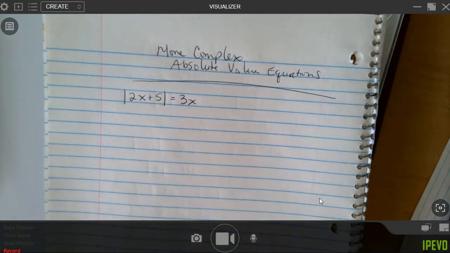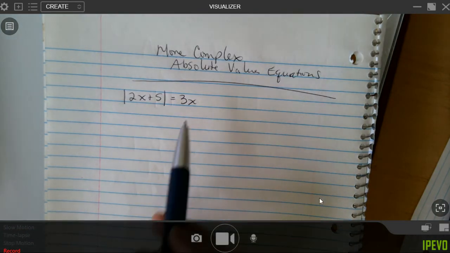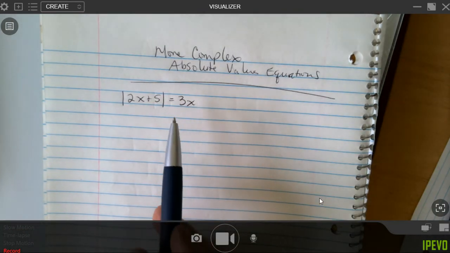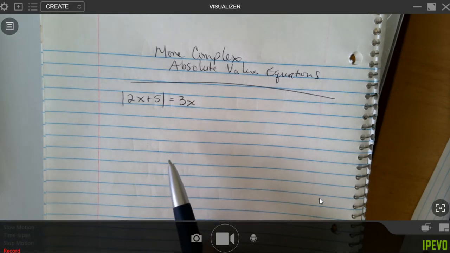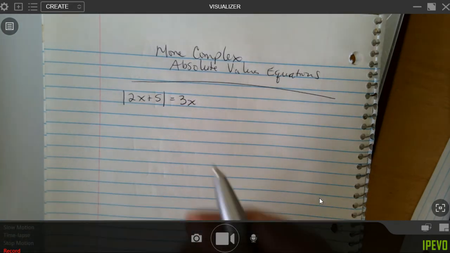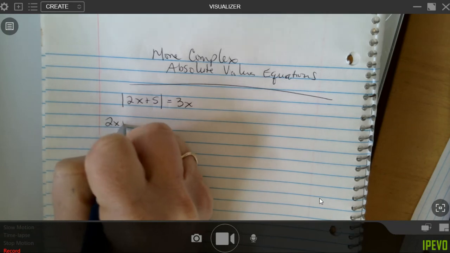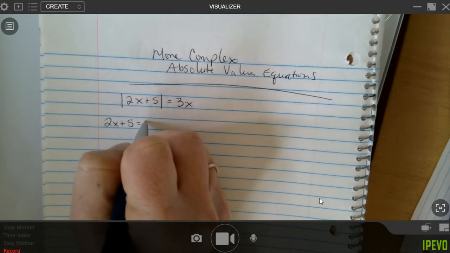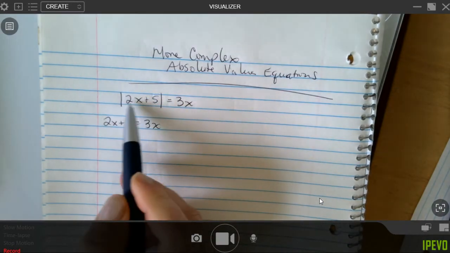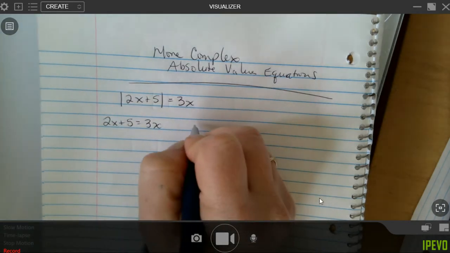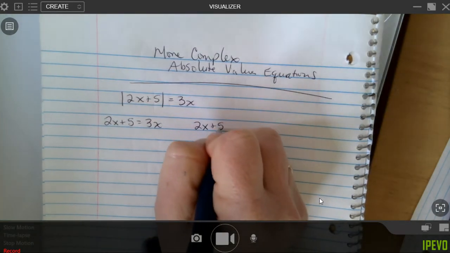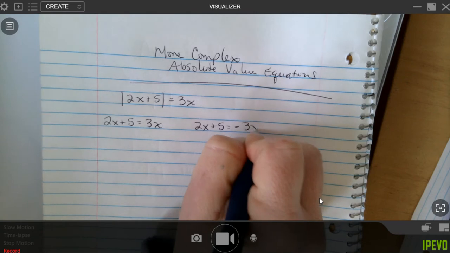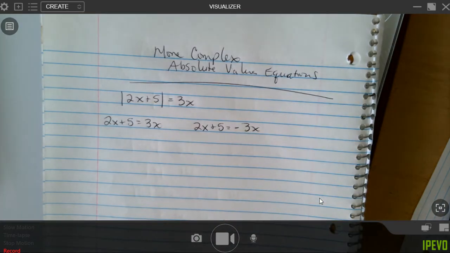We're going to approach this. Notice there's a variable out here, so maybe that's going to be like, oh my gosh, don't worry about it. Treat it like we did the other ones. You're going to write the two equations. 2x + 5 can equal a positive 3x, or 2x + 5 can equal negative 3x. So don't let the variable out there scare you away.